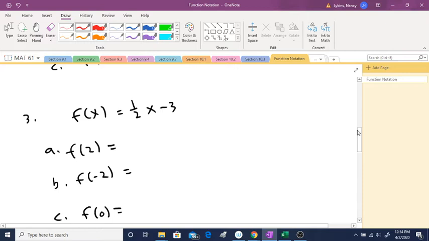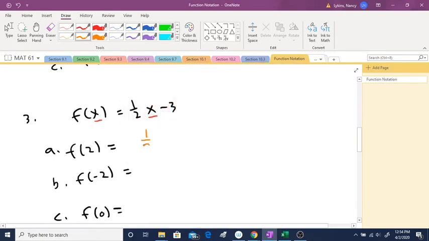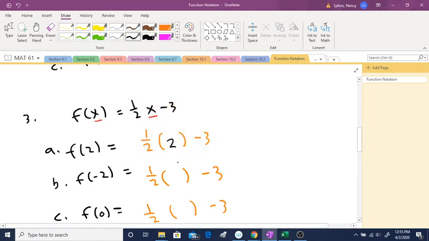My third one. Now, some of us are going to shut down. Some of us are going to shake your head, roll your eyes, because you see a fraction involved. So I've got this f of x, and notice my x is in parentheses. That means my variable has to be x. So now what I'm going to do is say 1/2, parentheses, -3. I'm going to do this in all of them. And now I'm going to input what my x values are. It's going to be 2, -2, and 0.